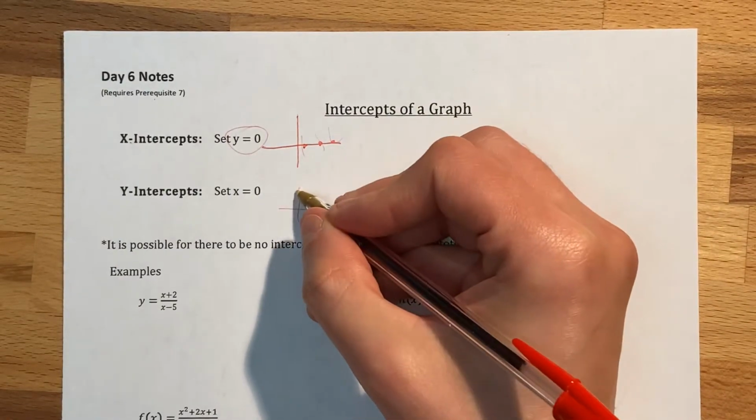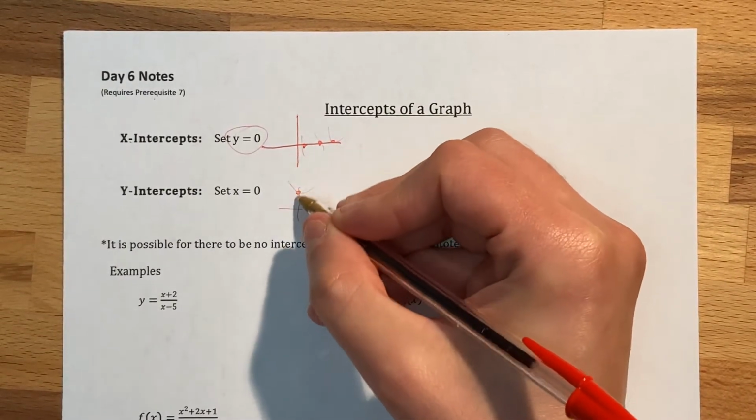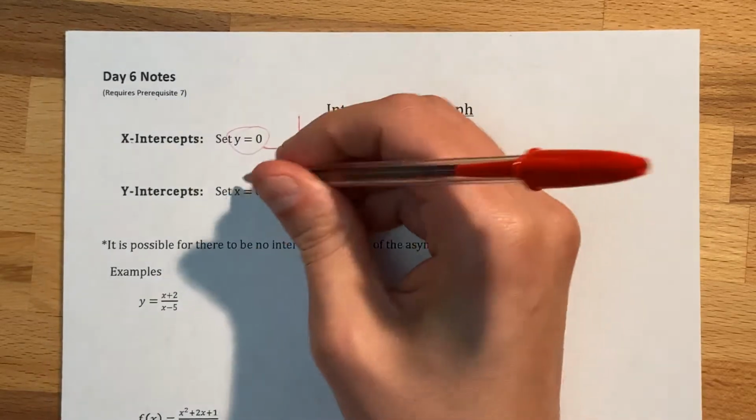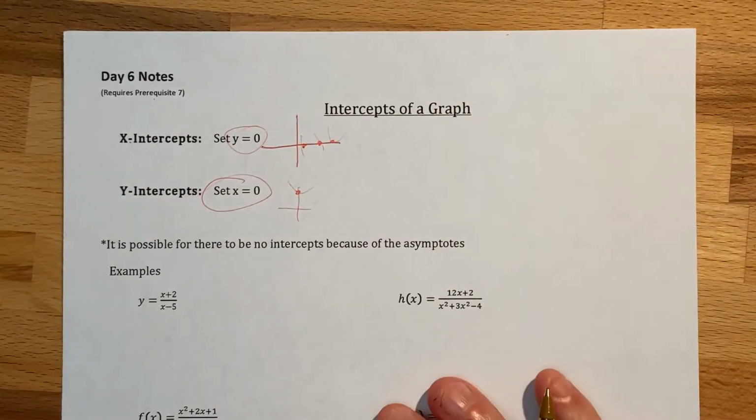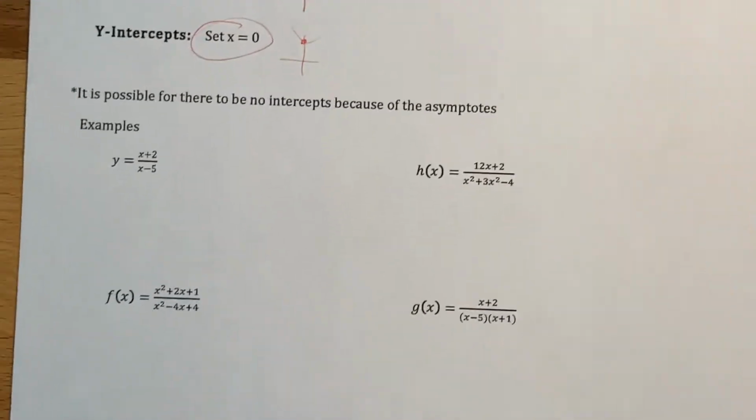And same thing here, if you have a y-intercept, the x value is always going to be 0. So algebraically, you just plug in 0. And that's all this is right here.